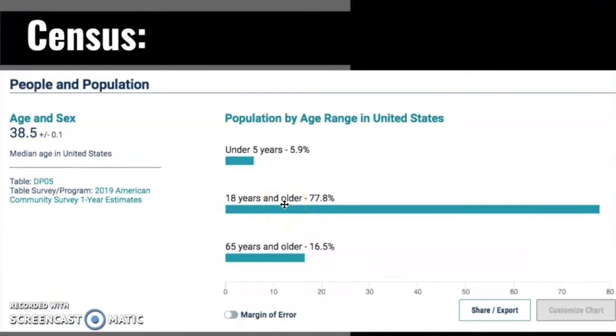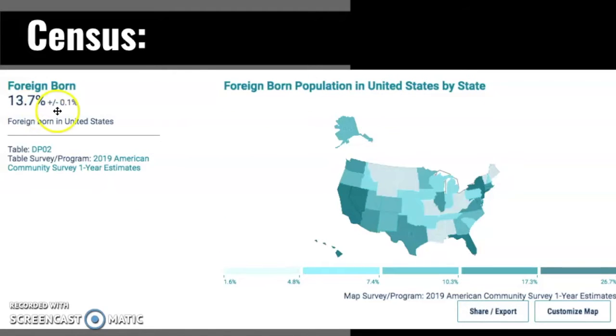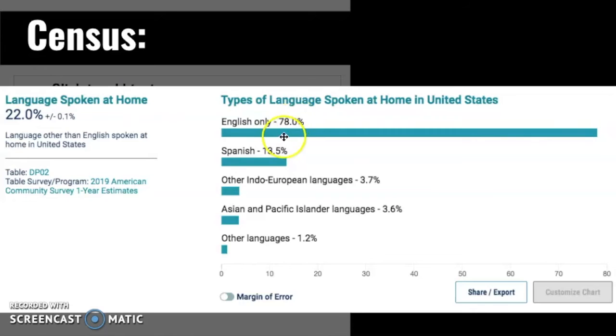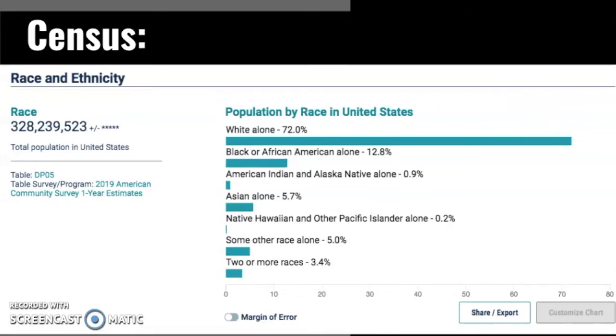Most of the people in our country, not surprisingly, are 18 years or older, but not quite up to 65. The median age is 35.5. The foreign born is almost at 14%, almost an all-time high in recent decades. English is the primary language, Spanish coming in at 13.5%, and then other languages. Let's keep moving through the data. Most of the population is white, 72%, and then almost 13% African American. After that is Asian, other races, and then 2 or more races.